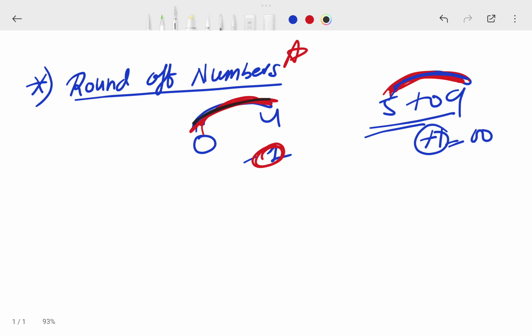Now let's see rounding off the tens values. Okay, now tens. I tell you, rounding up numbers of tens and so on.